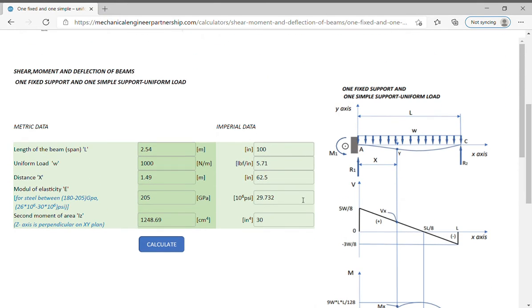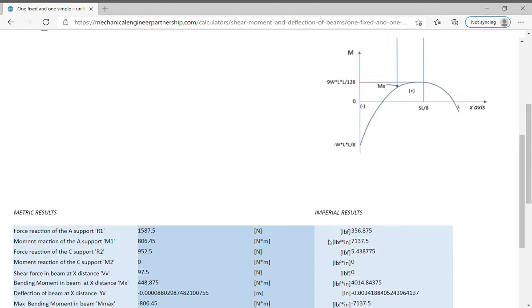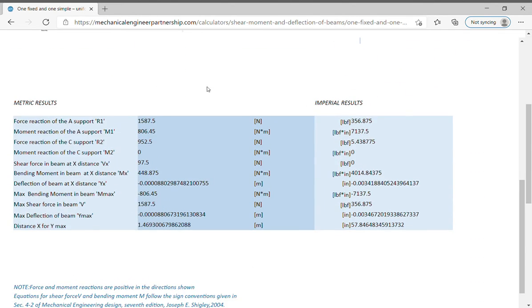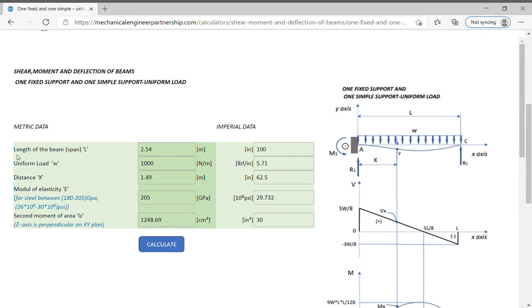On the left side is the data, metric and imperial units, and in blue color we obtain the results in metric units, respectively imperial units. The data are the following dimensions: the length L of the beam in meters or inches, uniform load W in Newton per meter or pound force per inch, in absolute value, the results being positive or negative related to the sign convention, and x, the distance in meters or inches.